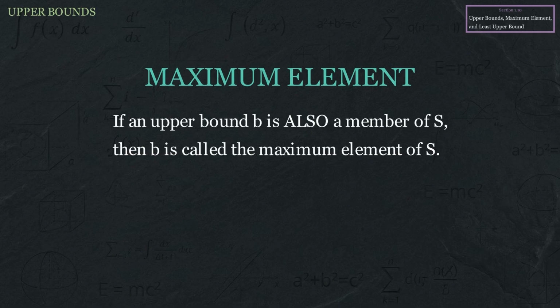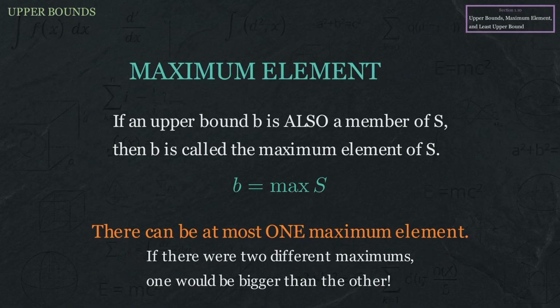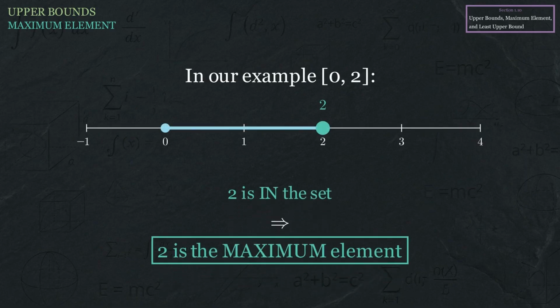Maximum element. Now, if an upper bound b is also a member of the set S, then we call it the largest member or the maximum element of S. We write b equals max S. In our example, the interval from 0 to 2, the number 2 is in the set. So 2 is not just an upper bound, it's the maximum element. There can be at most one maximum element. Think about it. If there were two different maximum elements, one would be bigger than the other, so it wouldn't actually be maximum.